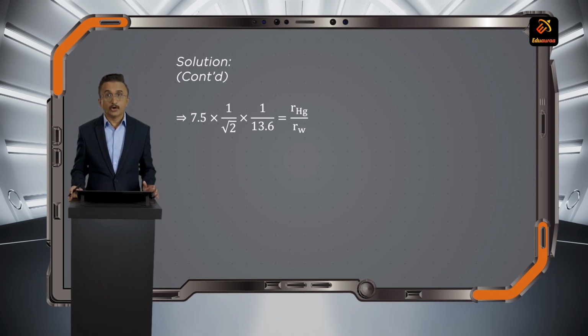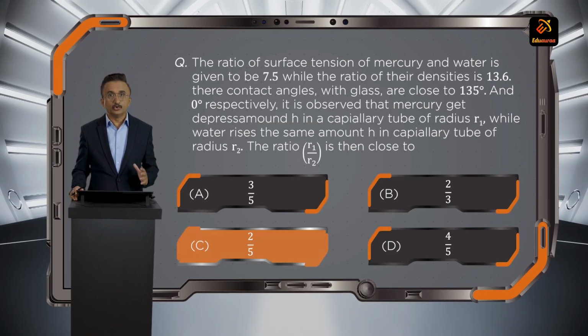So this ratio, R1 upon R2, is equal to 0.4. So that is nothing but 2 by 5. So the ratio of R1 upon R2 is equal to 2 by 5. So the correct option is option C, 2 by 5. Now we have the next question.